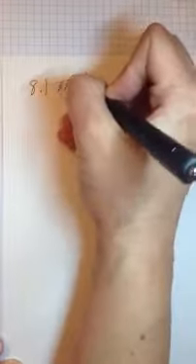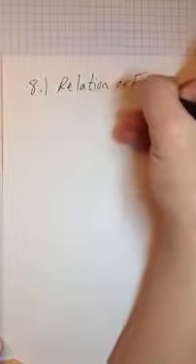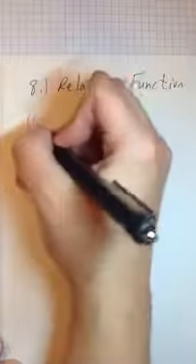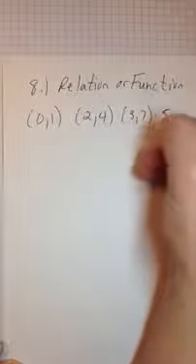After we looked at the general big picture of what a function was, we started to look at some of the finer points. In 8.1, we looked at whether the relation was a relation or a function. So first of all, when I have ordered pairs, I'm going to go with the ordered pairs (0, 1), (2, 4), (3, 7), and (5, 4).